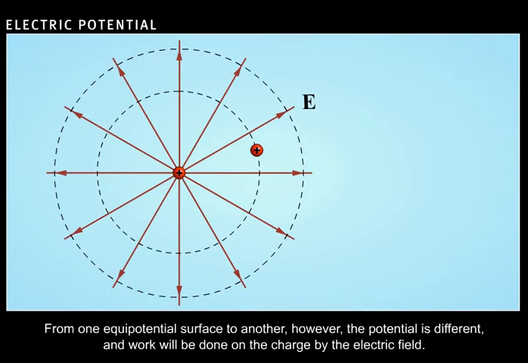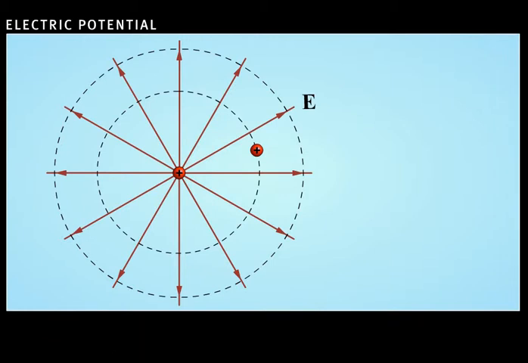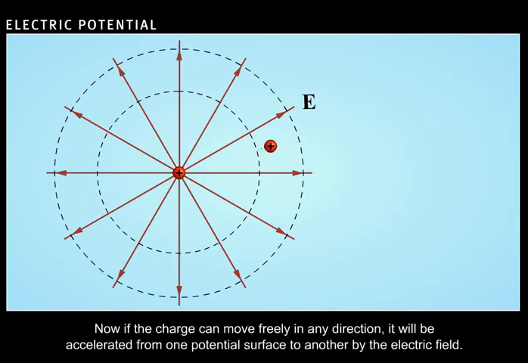From one equipotential surface to another, however, the potential is different, and work will be done on the charge by the electric field. Now, if the charge can move freely in any direction, it will be accelerated from one potential surface to another by the electric field.